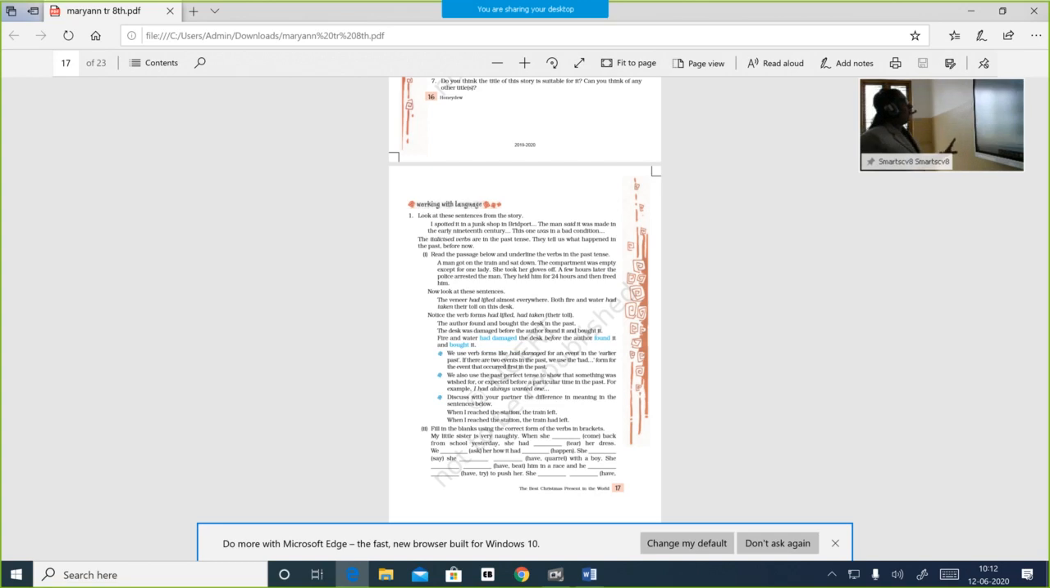Now, all of you stop writing. I hope you finished writing and you have kept the test paper book far away. Now you are checking working with language. Look at these sentences from the story.